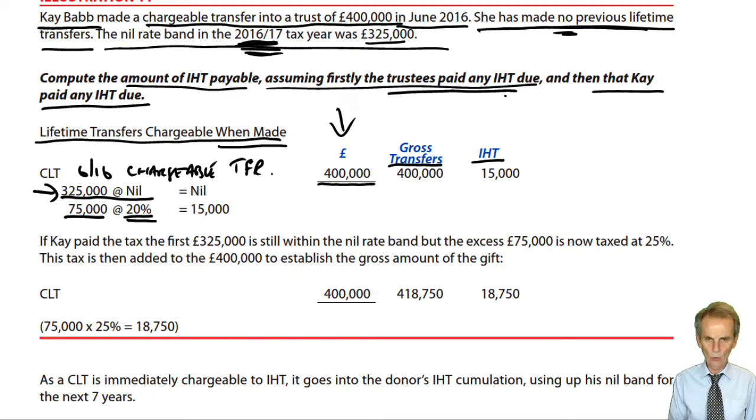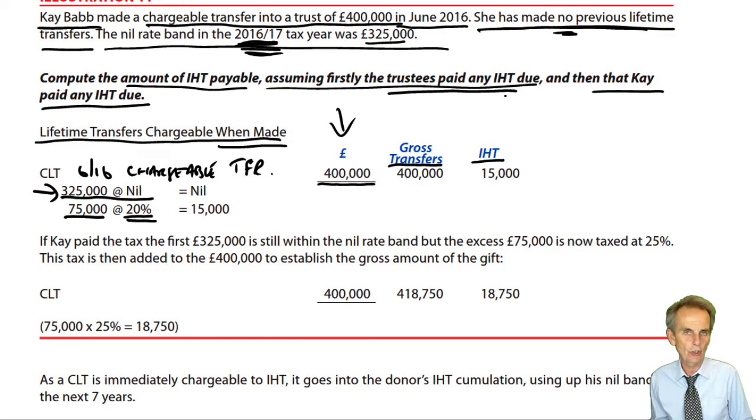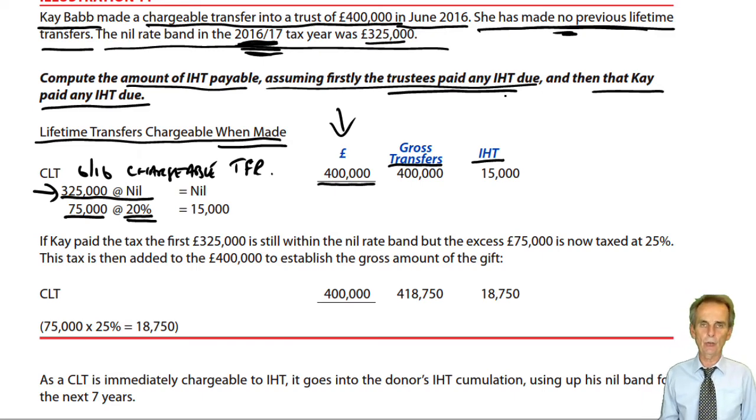So do as we've always done. We need, in dealing with any lifetime transfer, to know what happened in the previous 7 years. We've been doing that in relation to the date of death when taxing the lifetime transfers chargeable on death. What we're now looking at is lifetime transfers chargeable when made. So were there any CLTs, and we'd only be interested in CLTs, made in the 7 years before June 16? No, there were not. Therefore, we've got the full 325,000 then available nil rate band.